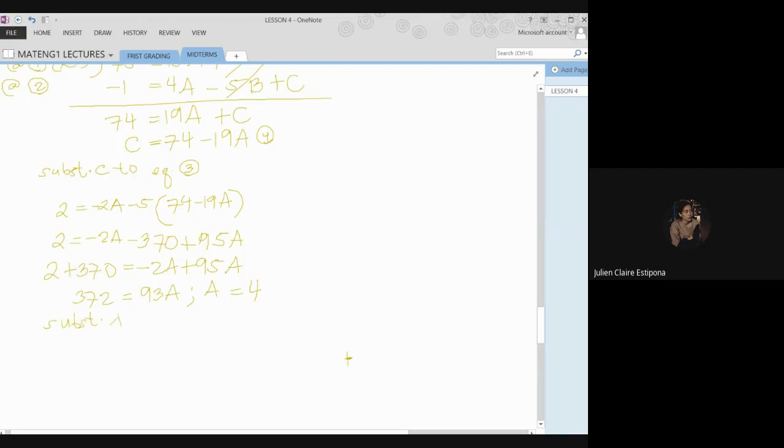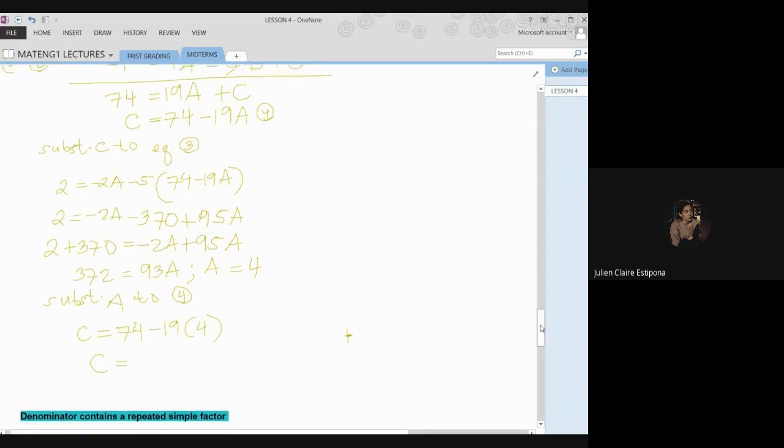Substitute A to equation 4. So we may be obtaining there the value of C already. So that is C is equal to 74 minus 19 multiplied by 4. So what is the value of C? 74 minus 76, negative 2. Okay, thanks for answering. That is correct. That is negative 2.